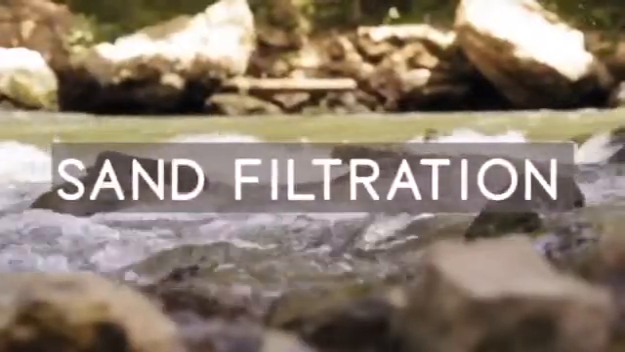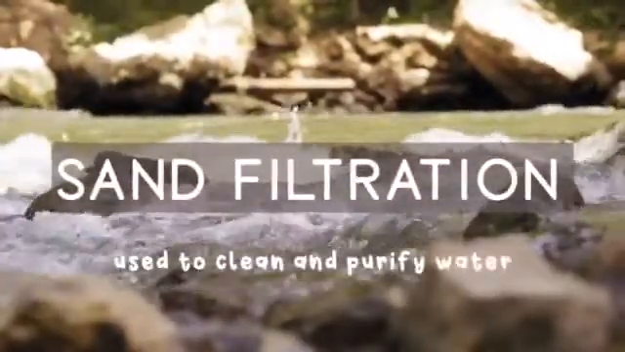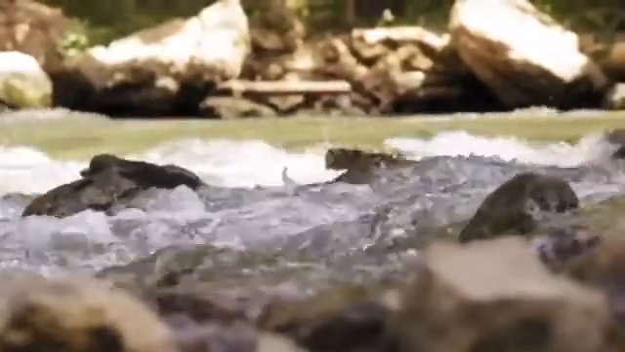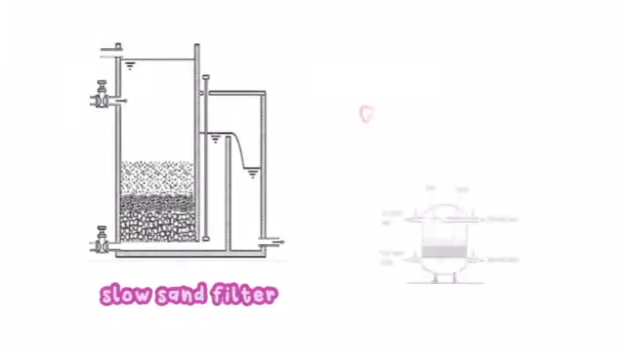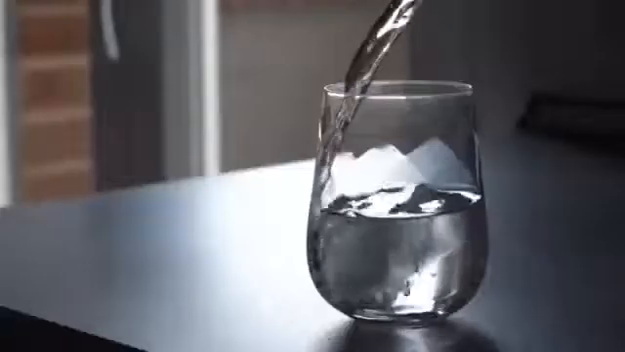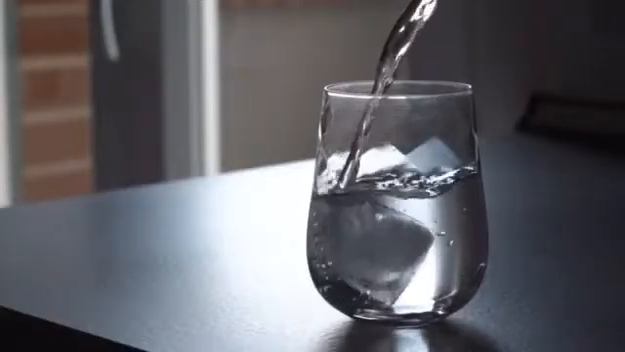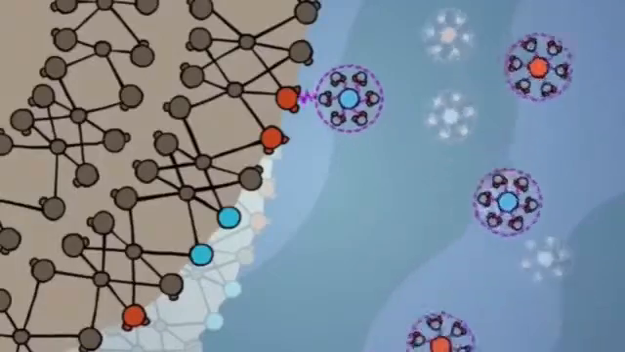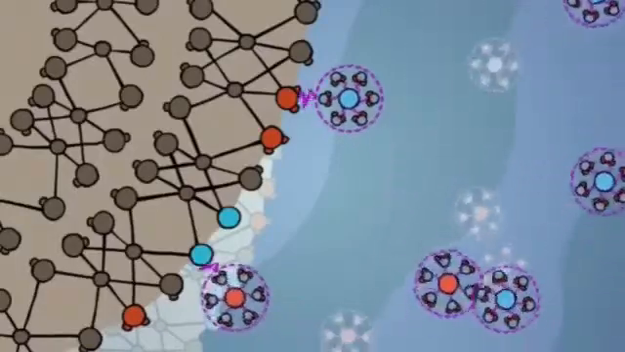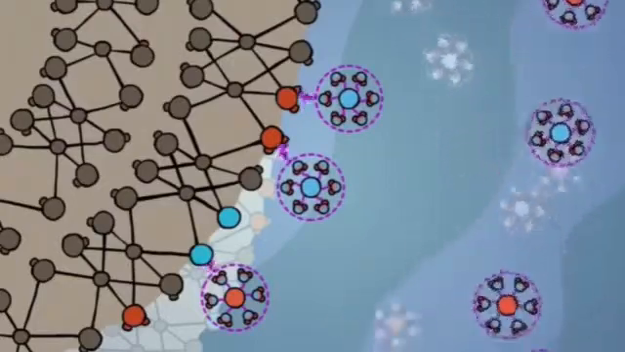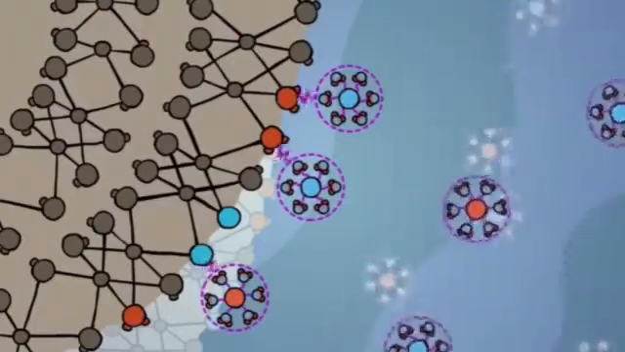Sand filtration is one of the ways to clean and purify water. There are several types of sand filtration, but the most commonly used are slow sand filtration and rapid sand filtration. Rapid sand filtration is more of a mechanical process where contaminants are trapped in between sand, known as mechanical trapping. Negatively charged sand may attract positively charged contaminants, causing adsorption.